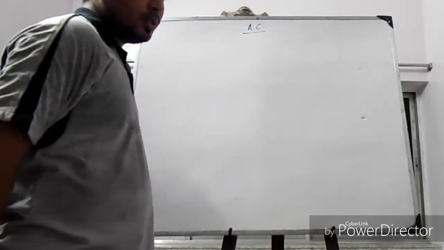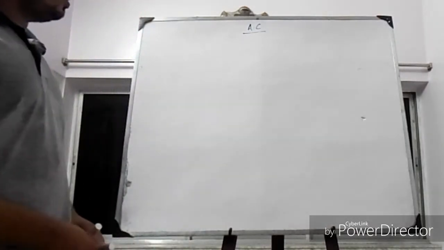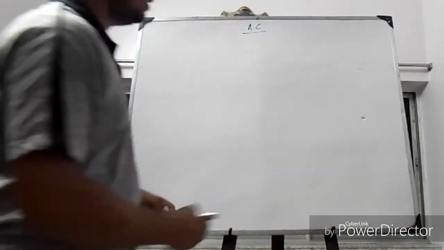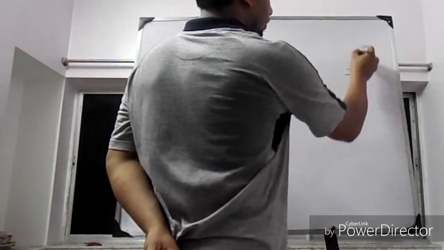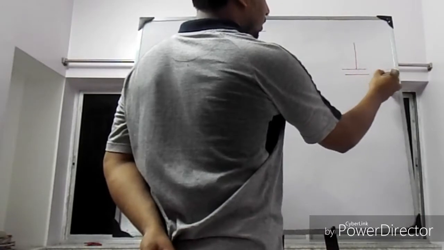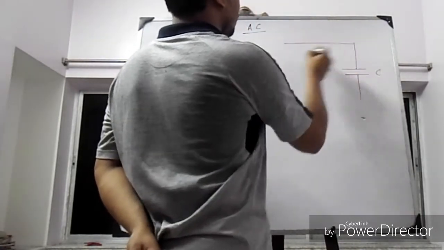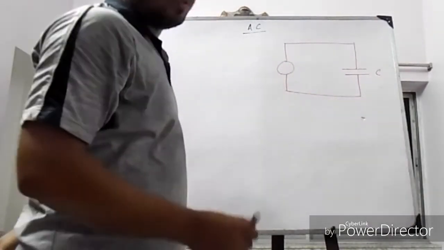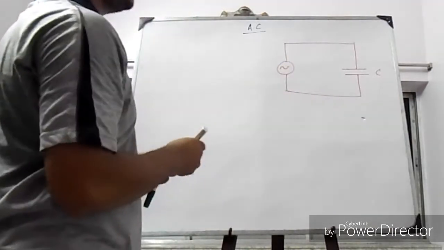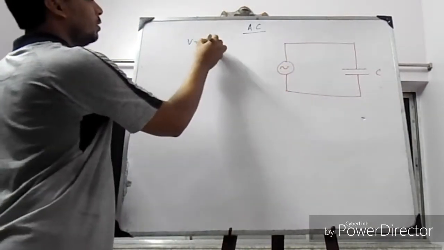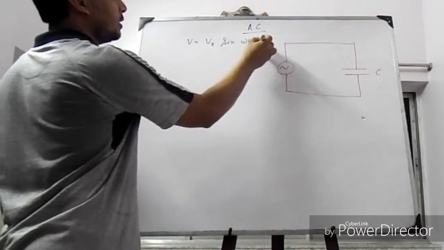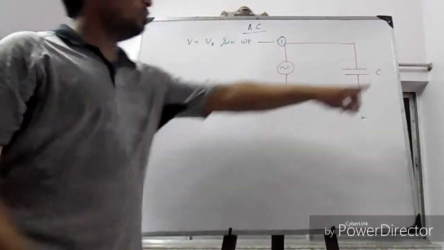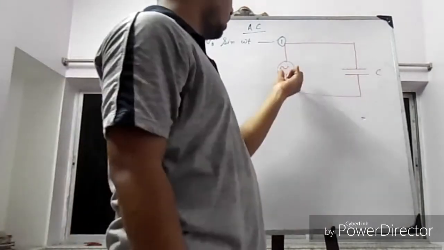Now we will discuss what happens when alternating voltage is applied through a capacitor. Let the capacitance of a capacitor be C, connected with an alternating source of voltage represented by V equal to V0 sine omega t, as I have taken previously in the previous cases also. So C is the capacitance of the capacitor, V is the voltage.